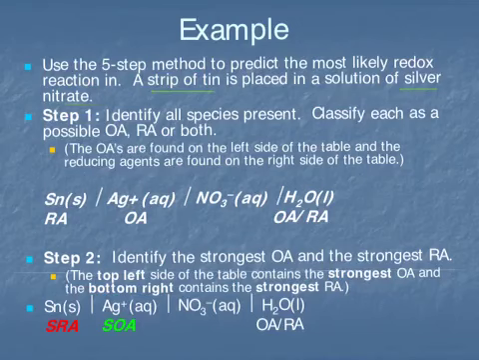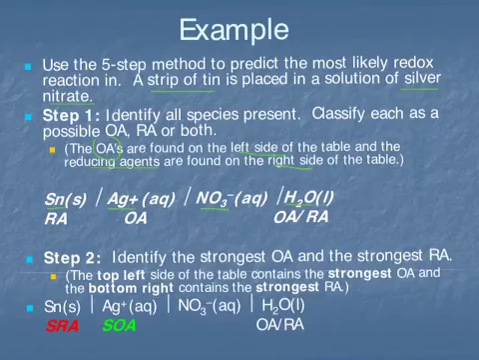Just like acids and bases, we're going to identify all the species in our little beaker or little test tube as either an oxidizing agent or a reducing agent. Now remember, the oxidizing agents are found on the left-hand side of your reduction half table, and your reducing agents are found on the right-hand side of the table. So we have solid tin, silver ions, nitrate ions, and a whole lot of water.